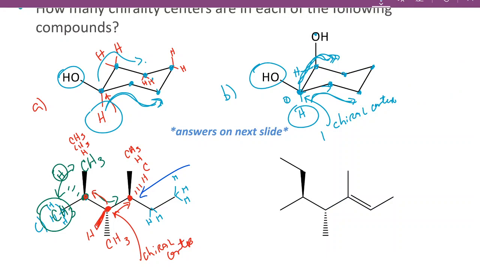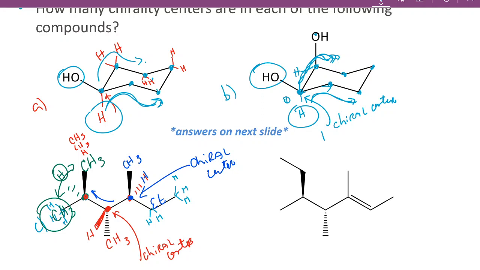Alright, so that carbon, I'll do in blue, has hydrogen, okay, methyl. Let me erase some of this junk that I've put up here. Okay, so it's got hydrogen, methyl, ethyl, and then this part of the molecule, which is different. So there are 4 different things attached. So that is also a chiral center. So that molecule has 2 chiral centers.